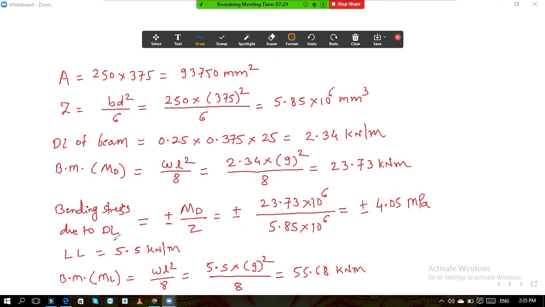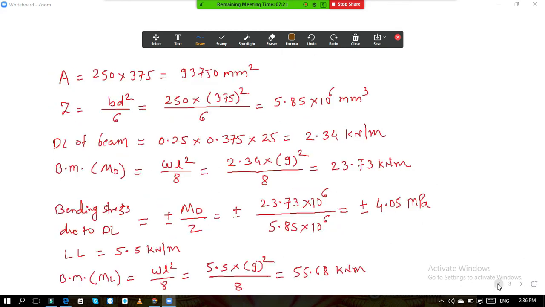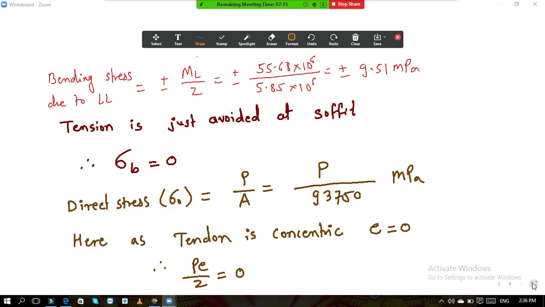Now here the bending stress is also calculated by you. Bending stress due to live load 9.51. Okay, and bending stress due to dead load 4.05. So here if you put all the values, what you will get? So here sigma b is equal to 0.